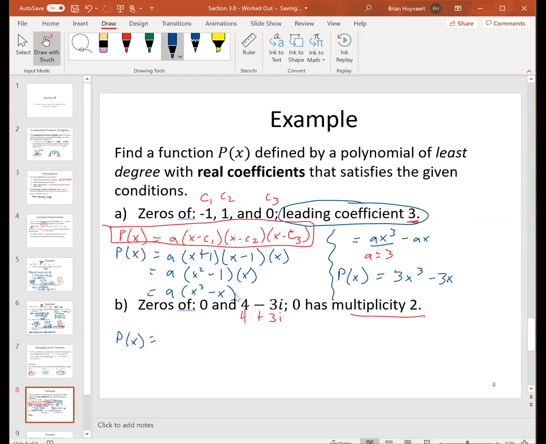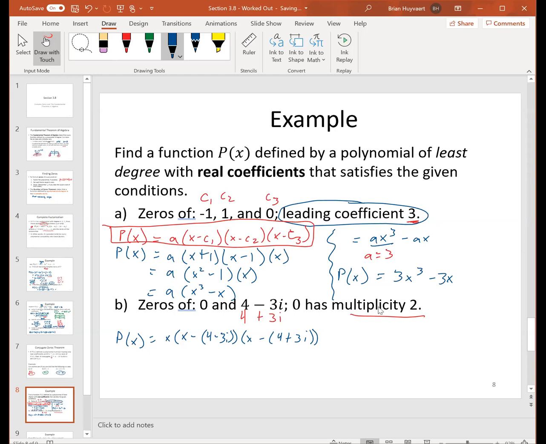So okay, x minus our first zero, well, that's x minus 0, or just x. And then we have x minus our next zero, which is 4 minus 3i. Notice that I put parentheses around that because I'm subtracting the whole thing. We're going to have to distribute there. And then x minus our second zero, 4 plus 3i. Okay, so that's set up. We want to clean this up just a little bit in a moment.